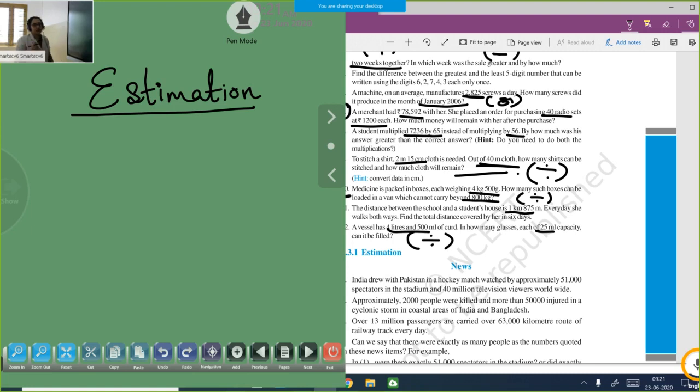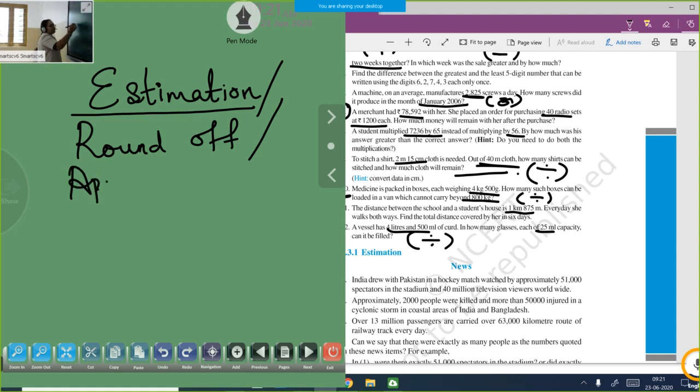Estimation is also known as, as you studied last year, rounding off, or round off. Estimation is also known as round off, or we can say this is approximation. These are all the same, okay? Approximation, estimation, round off, these all represent the same meaning, okay? So we can use all of these instead of estimation.